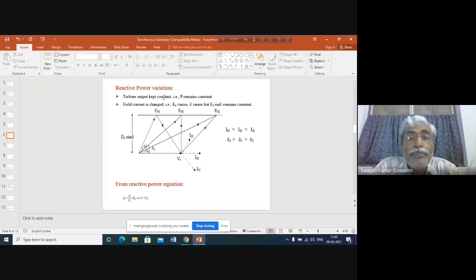We shall assume that reactive power variation we are examining here under the assumption that active power is kept constant. So we shall assume that there is no variation in the active power output. You are not varying the active power output any further, but varying the reactive power output. When may this be possible? Anybody?